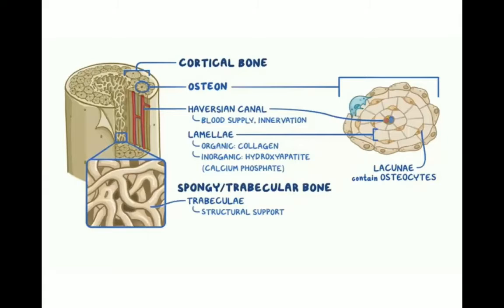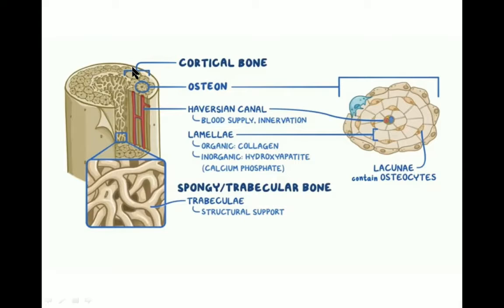Let's just see the basic structure of the bone, that is, the cross section of the bone. It has the outer hard layer, the cortical bone, and the inner spongy bone, which is called the spongy bone or the trabecular bone. This is the central part, and the trabecular bone is made up of trabeculae, which give the framework of the spongy bone and support this structure.